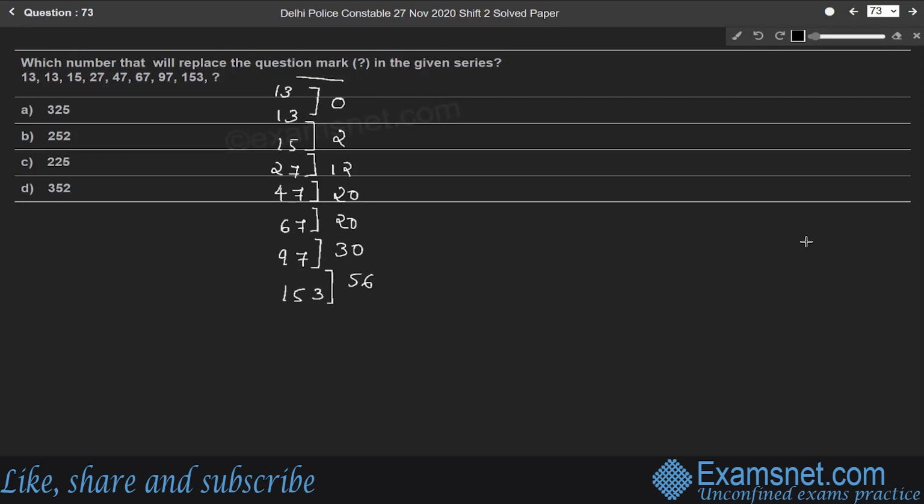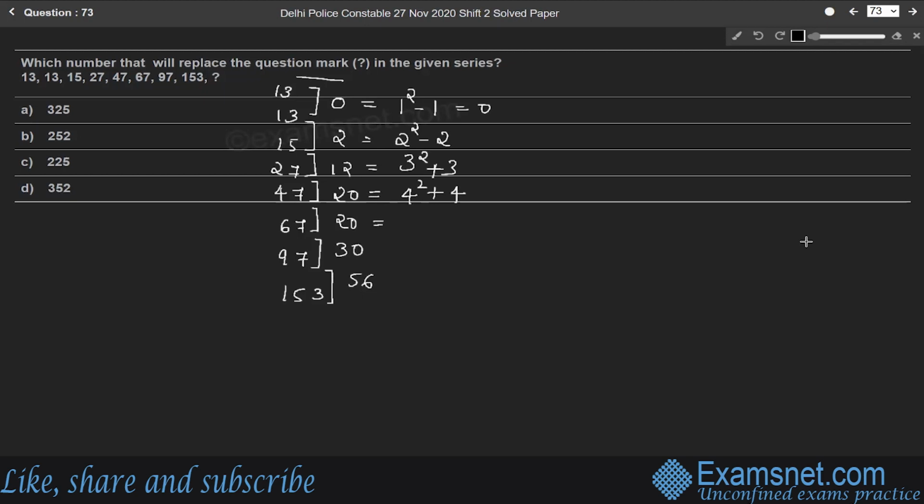So look at the differences. They are 0, 2, 12, 20, 20, 30 and 56. So 0 is nothing but 1 square minus 1. Right? So 2 can be written as 2 square minus 2, that is 4 minus 2. Whereas 12 can be written as 3 square plus 3, right? So after two differences, for the third difference, it is 3 square plus 3, the addition. Whereas 20 can be written as 4 square plus 4.